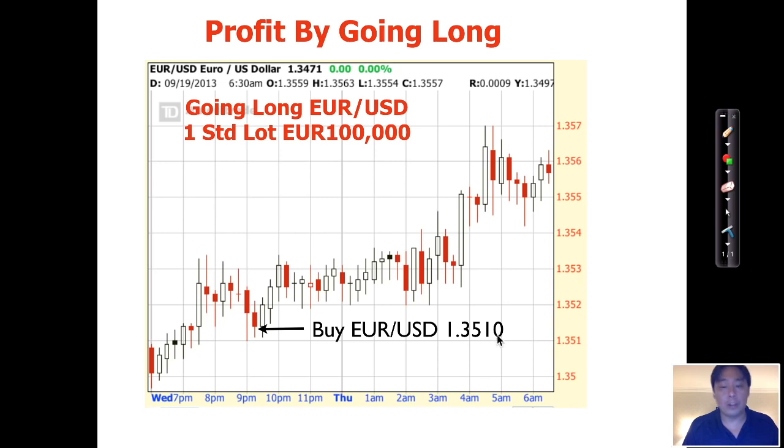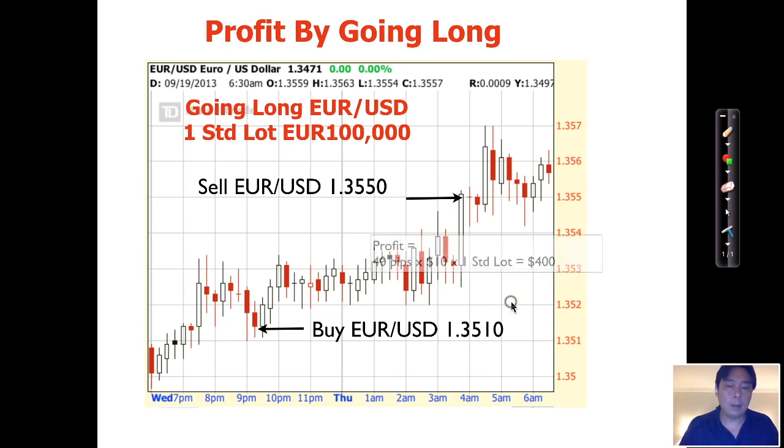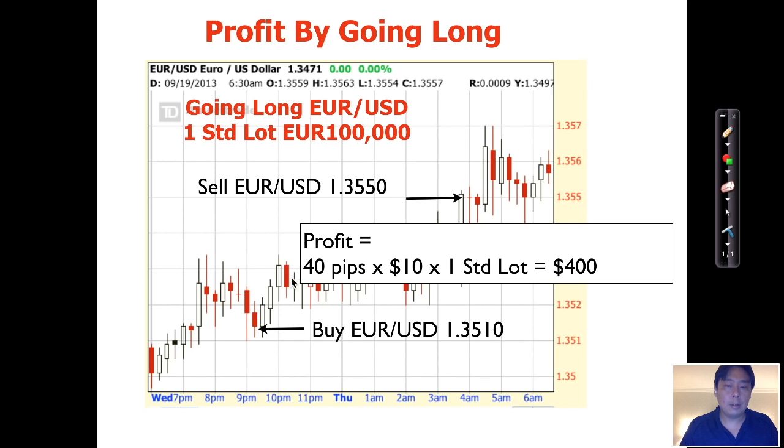And say we go long at 3510, okay? And we buy one lot. We buy 100,000 of the base currency, which is 100,000 euros. So we key in one lot into the broker, and we're in the trade. And say we are right, and it goes to 3550, and we sell. So how many pips did we capture? We captured 40 pips, right? Because 3550 minus 3510 is 40 pips. And we bought one standard lot, so times 1. If you bought 2 lots, times 2. If you bought half a lot, times 0.5.